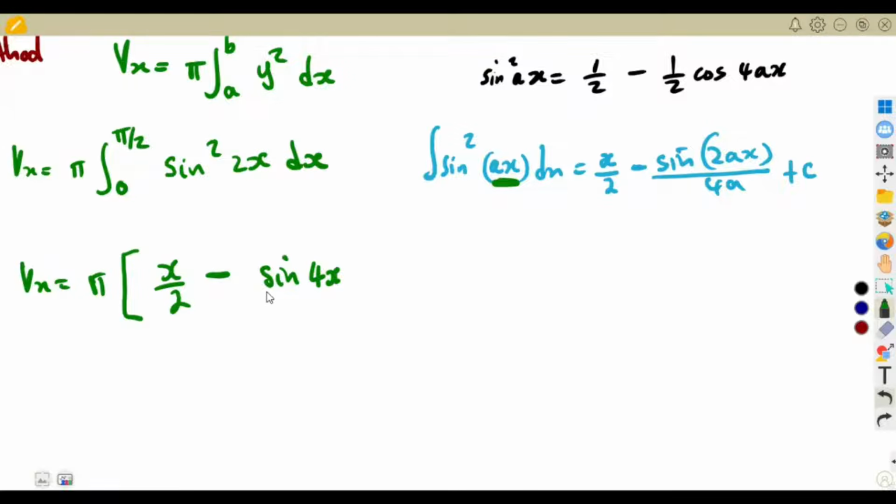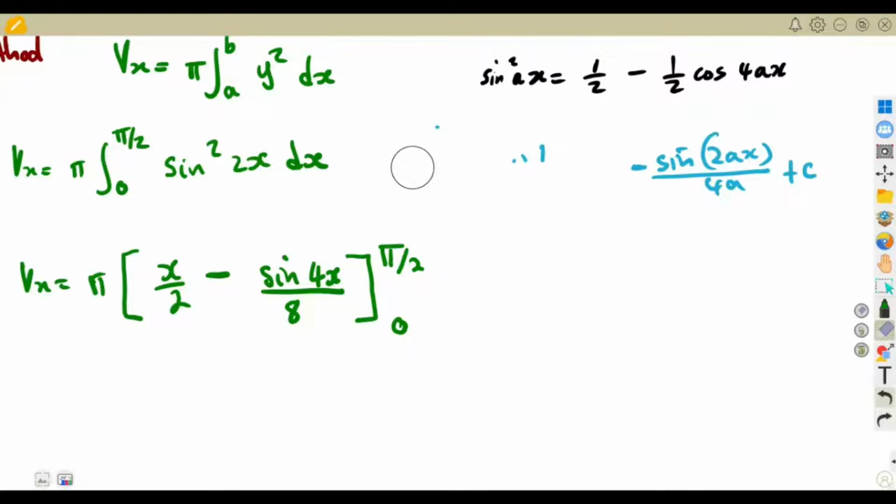So this will be 4x over 4a. This a here is the coefficient of x. The coefficient of x is 2, so that is going to be 4 times 2, which is 8. So this will be over 8, plus the constant of integration. But there we have limits, so there's no need for us to apply the constant of integration. So that's it. We could just have used our integral straight from the formula sheet.